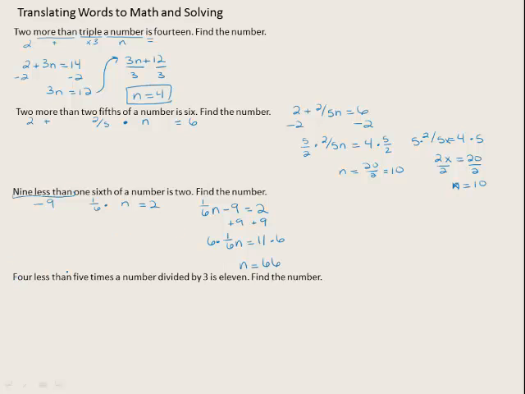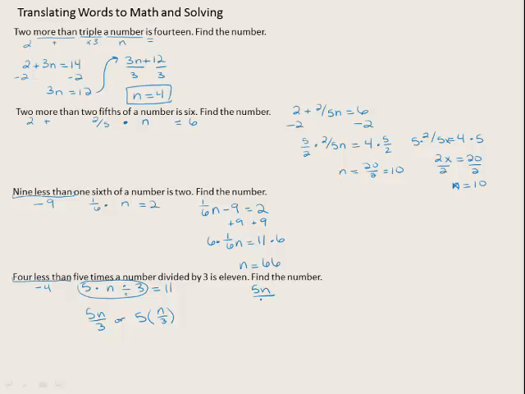Again, for less than, this means minus. 4 less than 5 times a number divided by 3 is 11. Now we can look at this in 2 ways. I can either say 5n divided by 3, or I can say 5 times n divided by 3. Both of these will be equivalent.